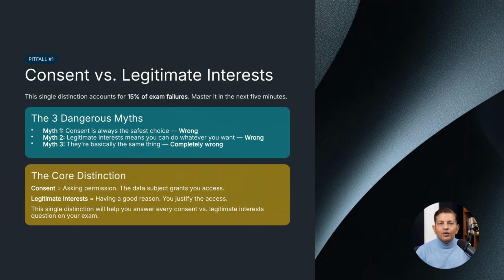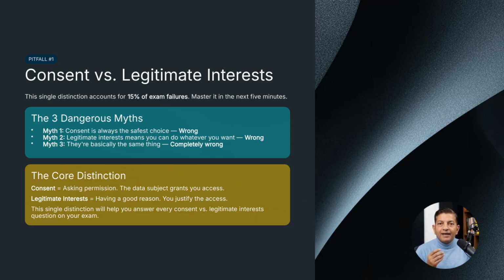Here's where students go wrong. They believe 3 dangerous myths. Myth number 1, consent is always the safest choice. Wrong. Myth number 2, legitimate interests means you can do whatever you want. Also wrong. And myth number 3, they're basically the same thing. Completely wrong. If you believe any of these myths, you're setting yourself up to fail 2 or 3 questions per exam. Let's fix that right now.